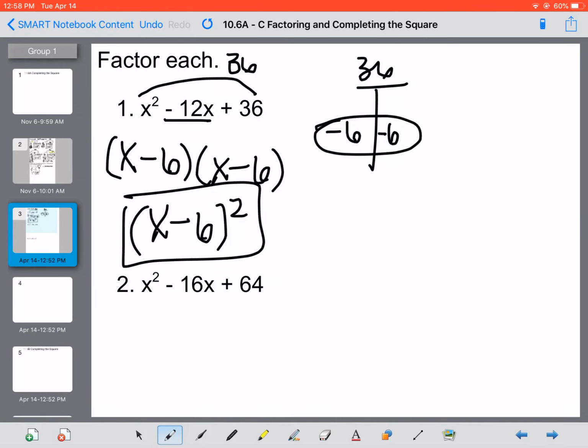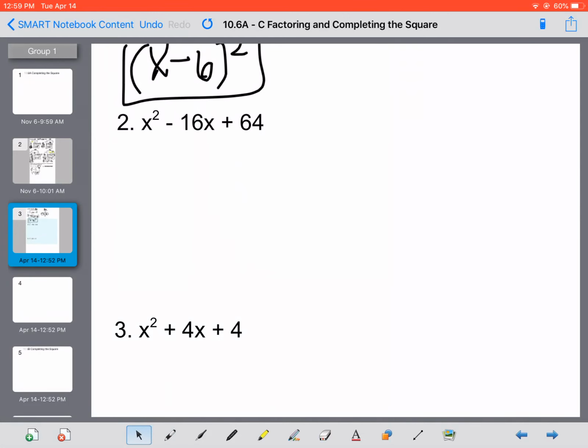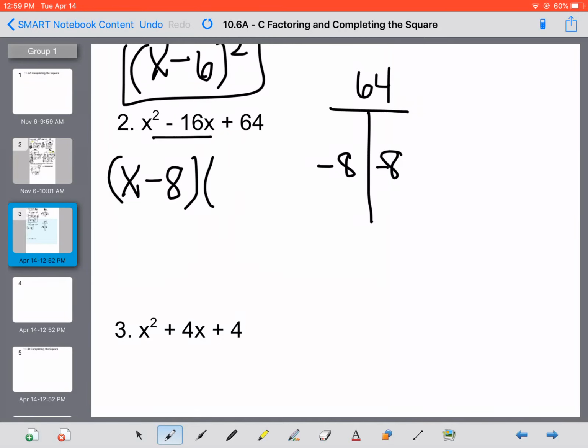Okay, number 2. If we look at number 2, we have x squared minus 16x plus 64. So again, being careful of that minus sign. We're multiplying to 64, but we want to add to 16. Well, 8 and 8 multiply to 64 but add to 16. But the problem is we have a negative 16, so I need to make both of them negative because 2 negatives multiply to a positive and add to a negative. So this becomes x minus 8 times x minus 8, which is really just x minus 8 squared.